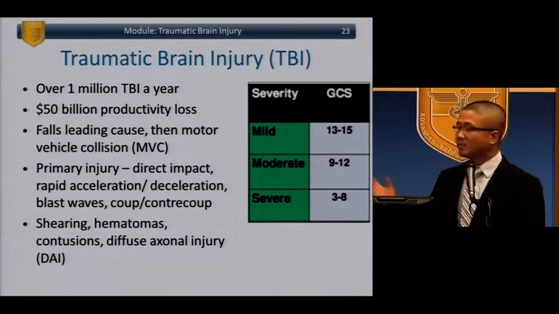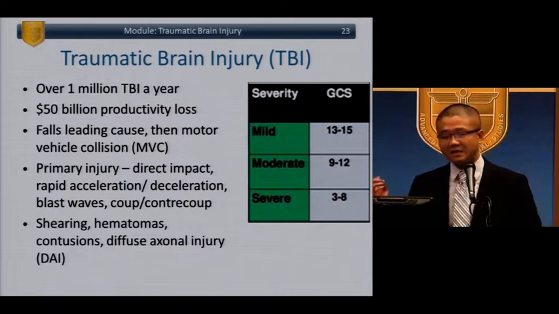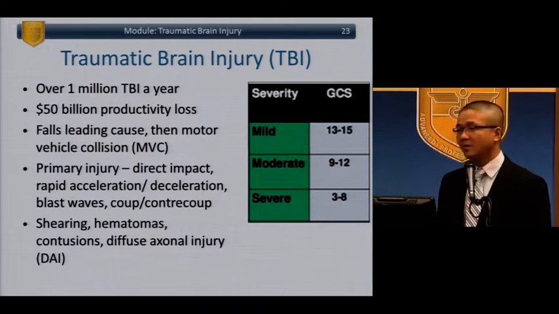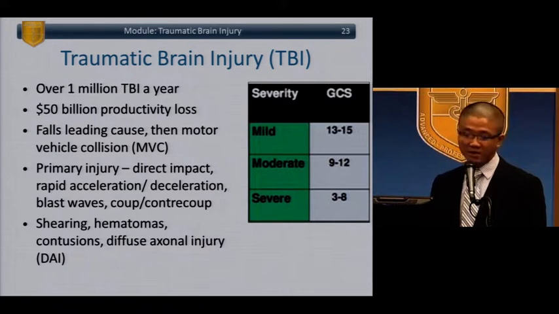Okay, so some statistics, right? Lots and lots of TBIs a year, over 1 million. A lot of them are elderly patients who fall. This contributes to the tremendous amount of money that we spend for our citizens towards the end of their life. There's $15 billion of productivity loss. Falls is a leading cause, particularly in the elderly, followed by motor vehicle crashes.